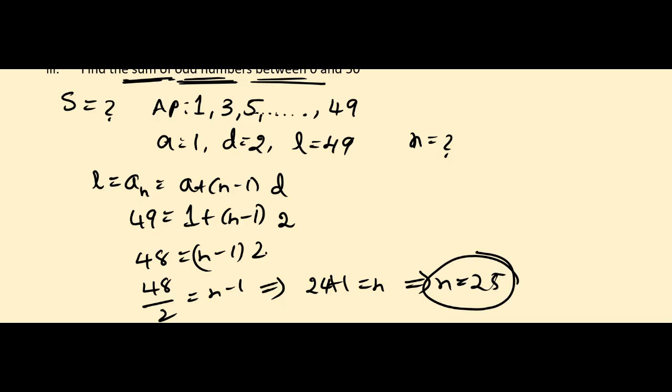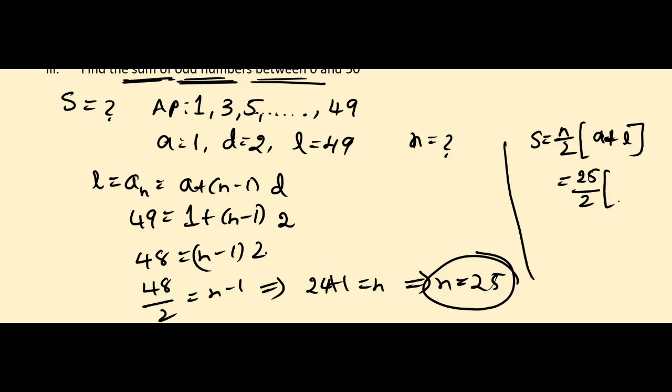Correct? After that, the sum. I will write here only. S is equal to directly the simple form. What is that? n by 2 into (a plus L). n we got, that is 25 divided by 2. a means the first term, that is 1. L, the last term, that is 49.